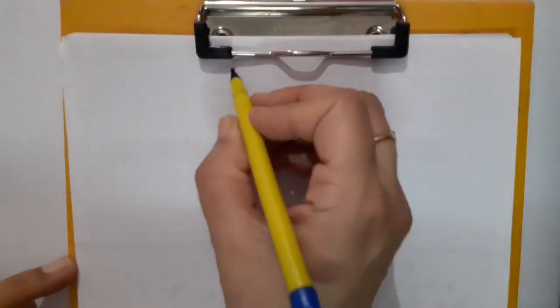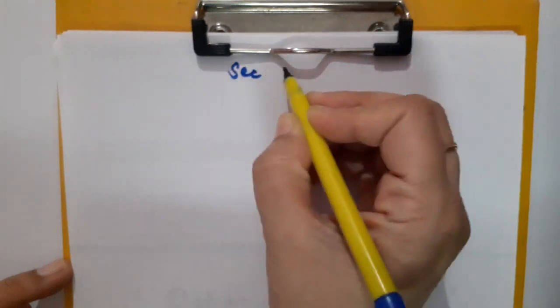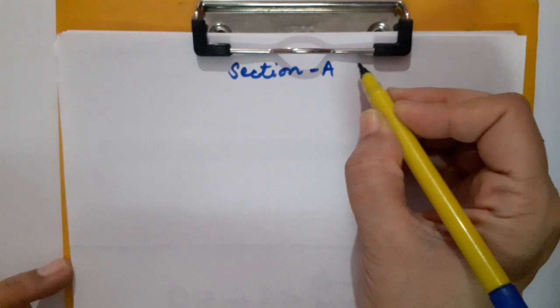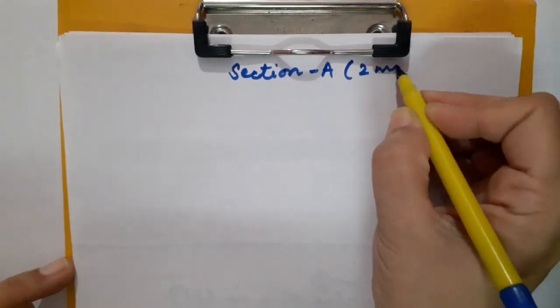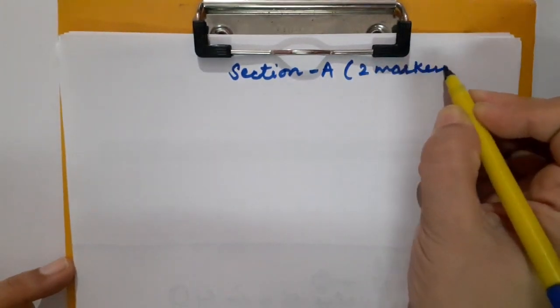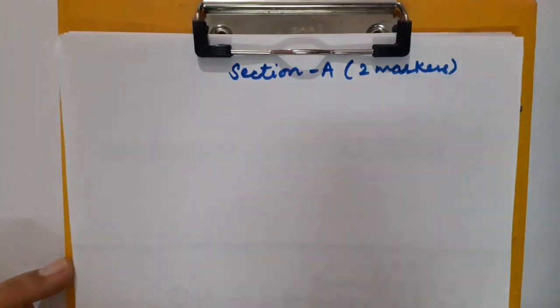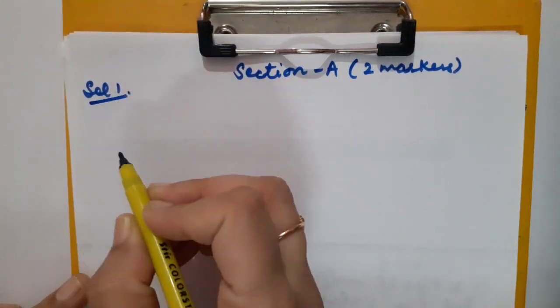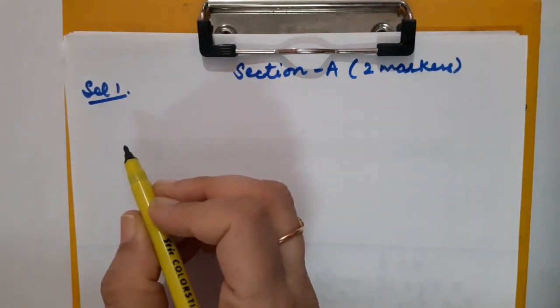So children, as you know that complete question paper was divided into three sections, that is section A, B and C. Section A consists of 2 markers. So let us discuss 2 markers questions first. I am going to read the statement of question number 1. Please listen to the statement carefully.